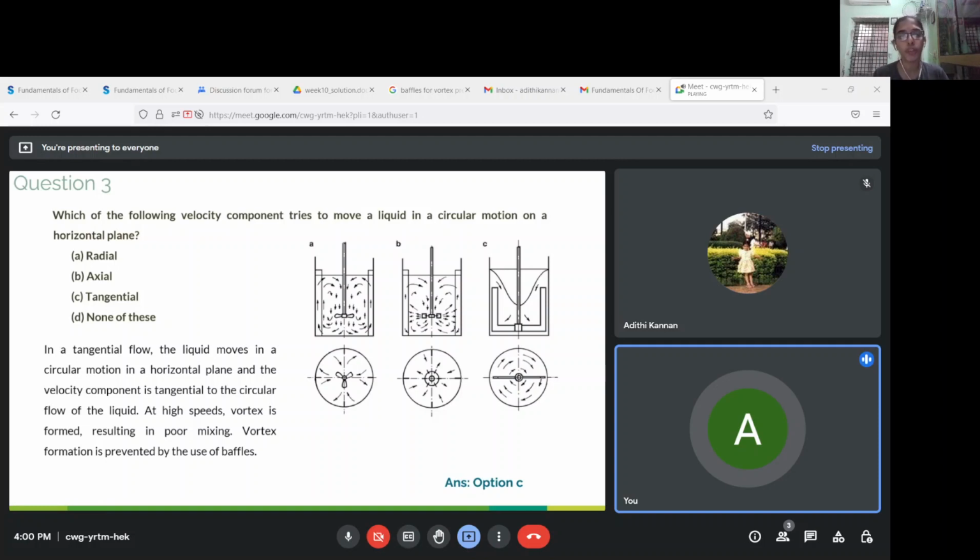So in order to improve the mixing efficiency, we introduce something known as baffles, as seen here. As you can see, these baffles will break that whirlpool and hence prevent a strong vortex formation. So you won't have a circular motion like that. The liquid will hit the baffles and it will break the circular motion and hence prevent vortex formation and improve the mixing efficiency in your mixing equipment. So the answer to this question is option C. It's the tangential velocity that causes a circular motion of the liquid.